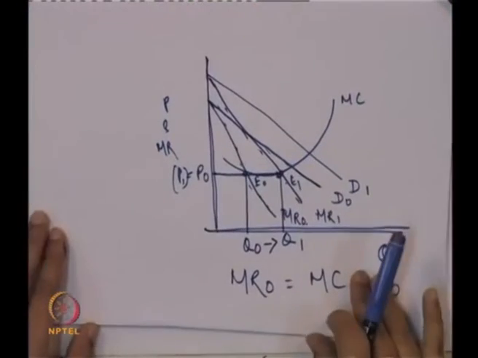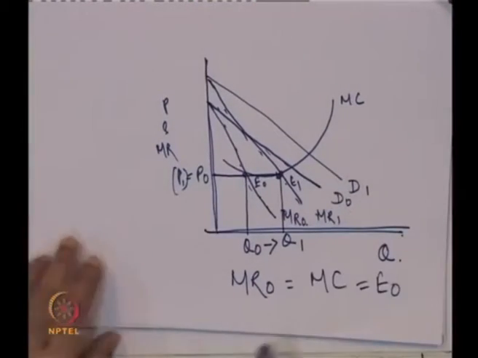So, it depends more on the shape of the marginal cost curve, which will decide whether with the increase in the demand the equilibrium price will increase, decrease or remain constant. So, this is the first case where the price is constant whenever there is an increase in the demand from D0 to D1. Then we will take a case where an increase in the demand generally increases the price also along with the change in the equilibrium output.